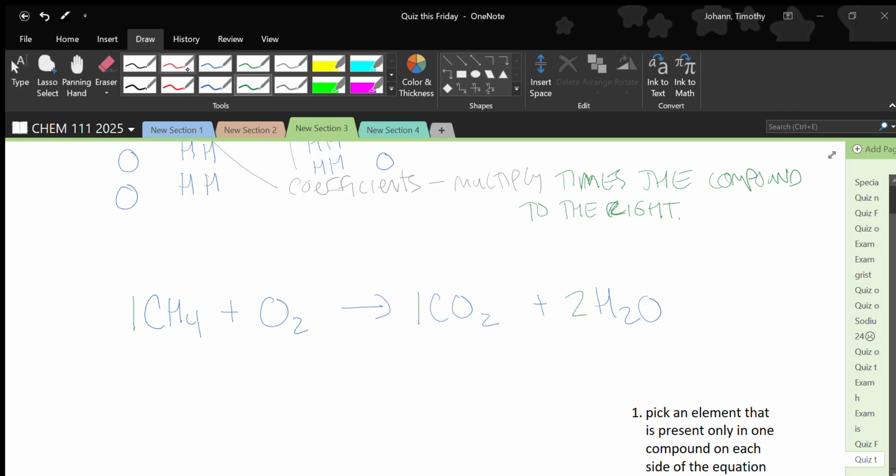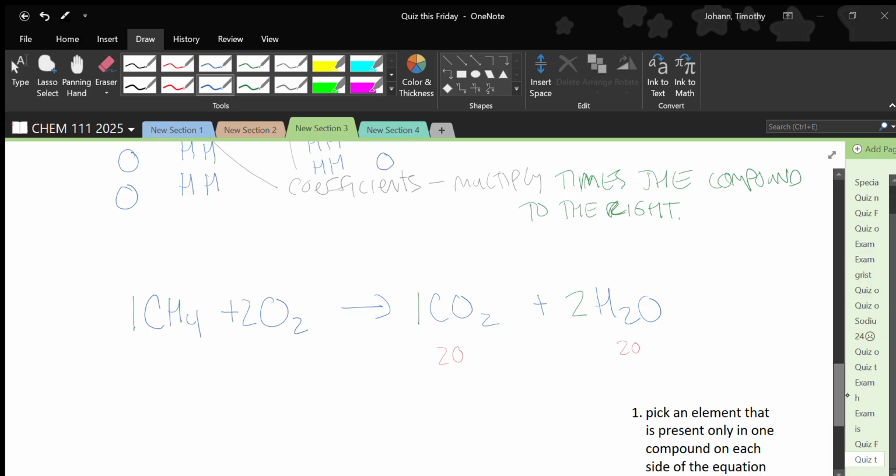Let's just write that one out. So I've got 2 oxygens. You guys agree with that? Okay, and over here I've got 2 times 2, so I've got 4 oxygens total. So I need to have 4 oxygens over on the left. If I put a 2 in front here, I've now got 4 oxygens, right? Whoops, I messed it up.